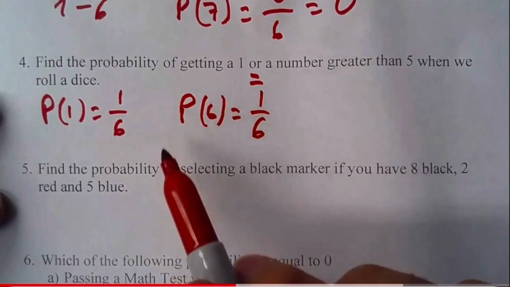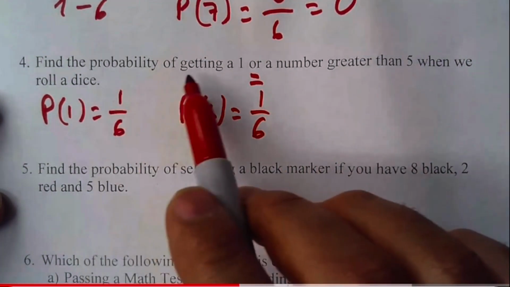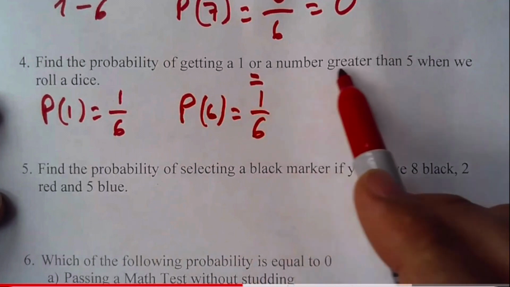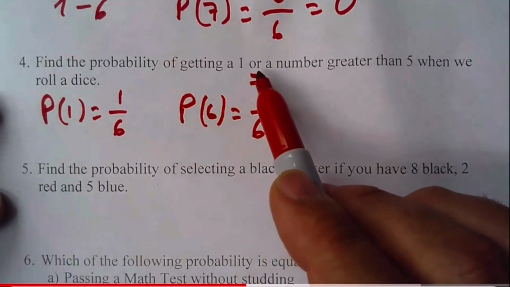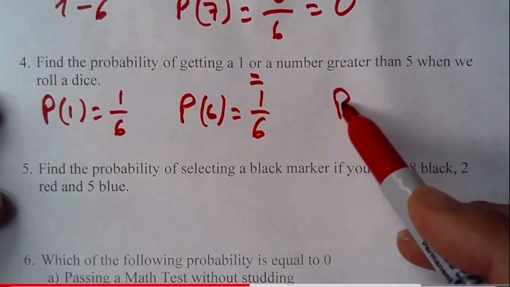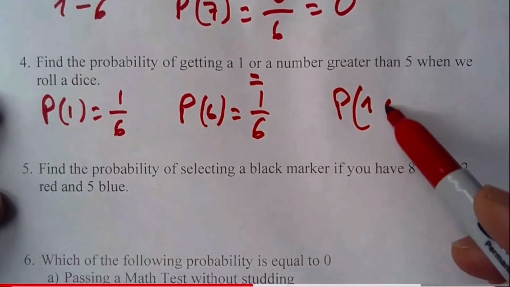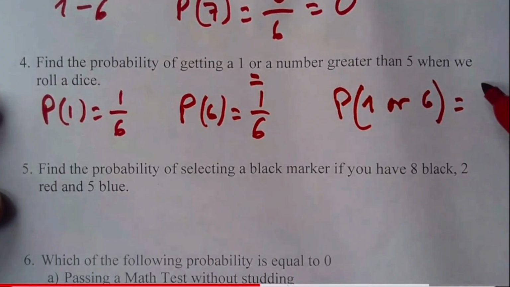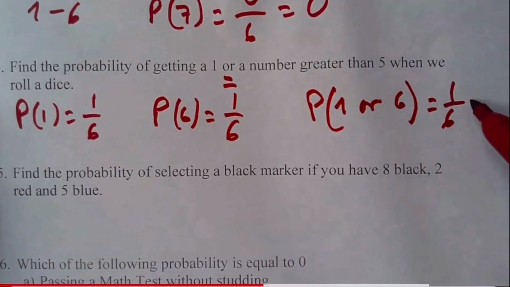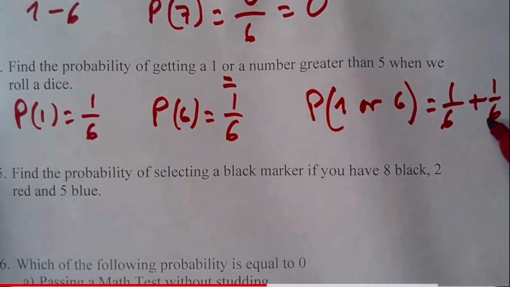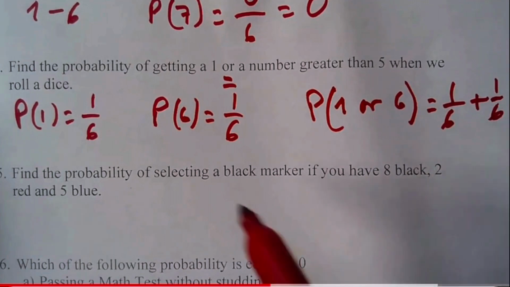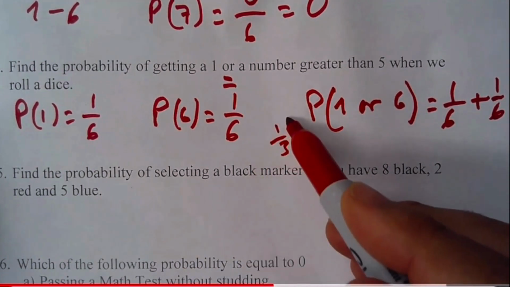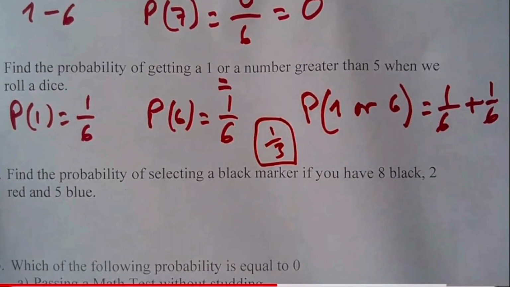Now the probability they are asking for is the probability of getting a 1 or a number greater than 5. When we have the word "or," we add. So the probability of a 1 or, in this case, a 6, will be 1/6 plus 1/6. That will be 2 over 6, which is 1/3. So 1/3 is the answer because it's 2 over 6.